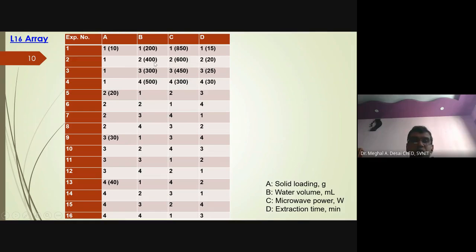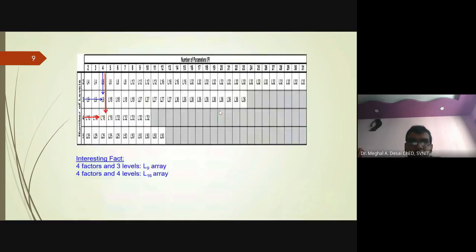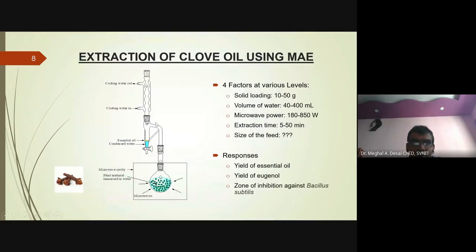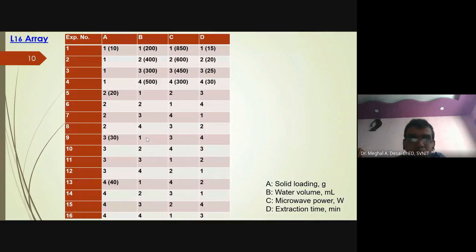Is there any issue during the experiment? Sometimes it happens that my power is very high, time is very high, volume is also very high, then overheating may lead to bumping. That means overheating happens, then whatever material is there inside will come out and enter the whole condenser system. That means my run will fail. So all these things you should know before performing the experiment.